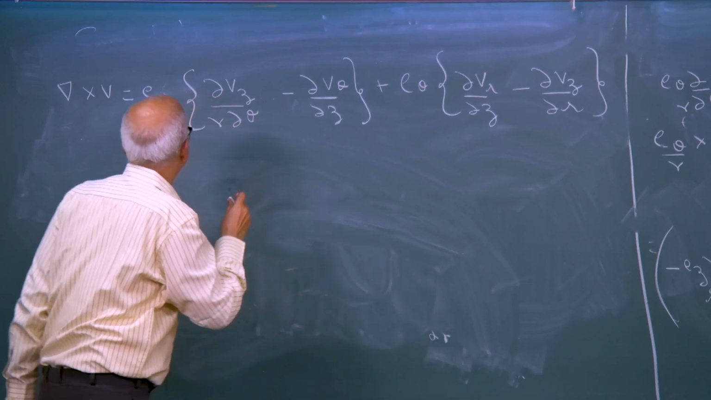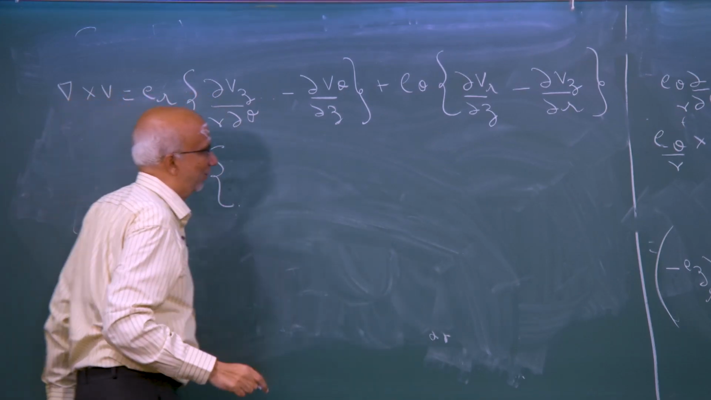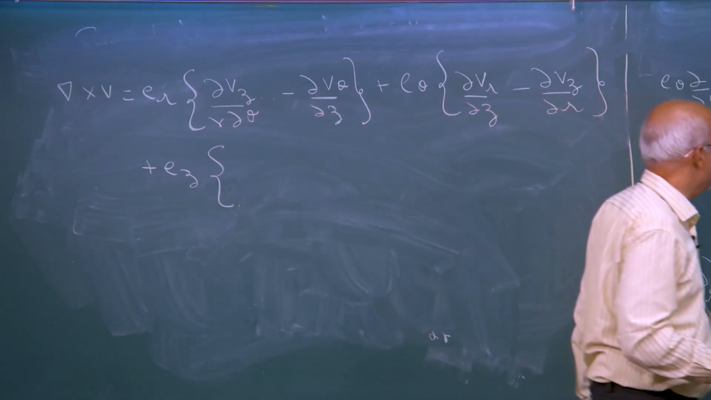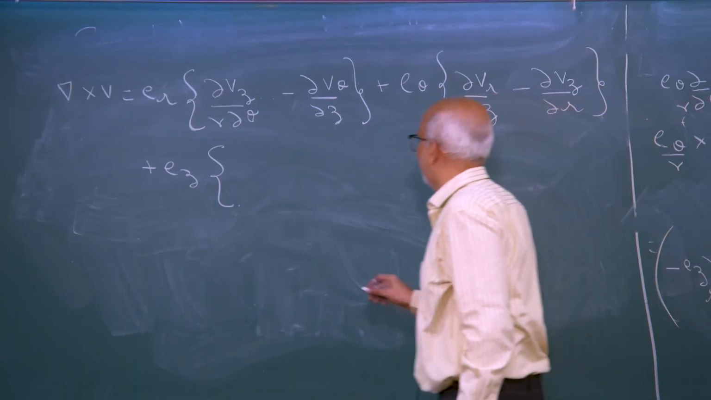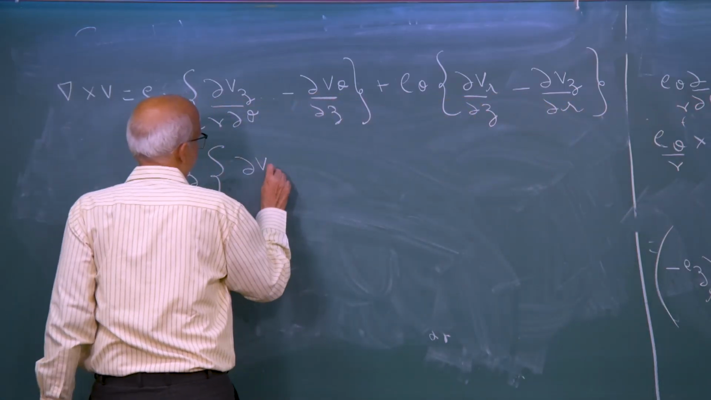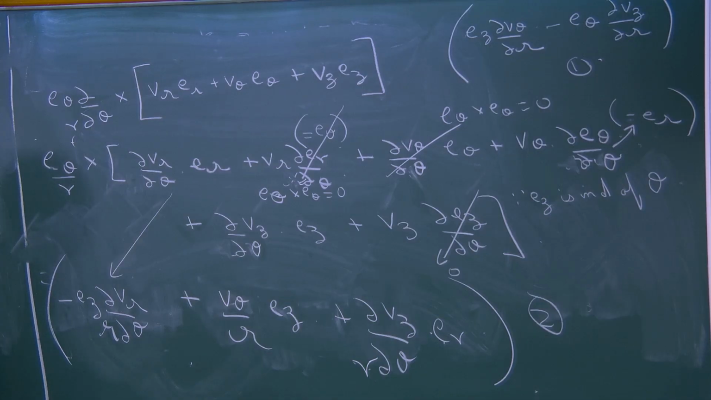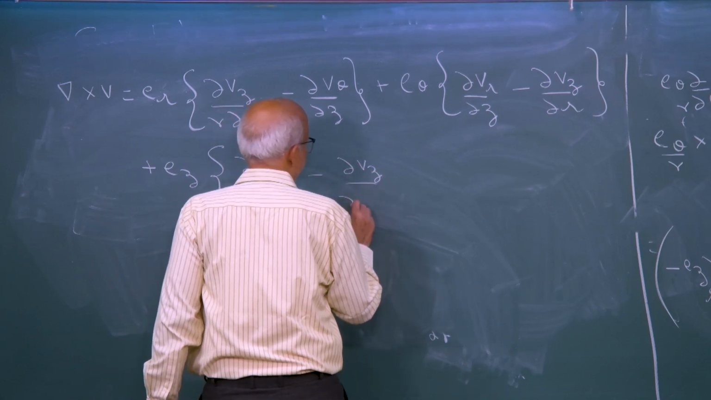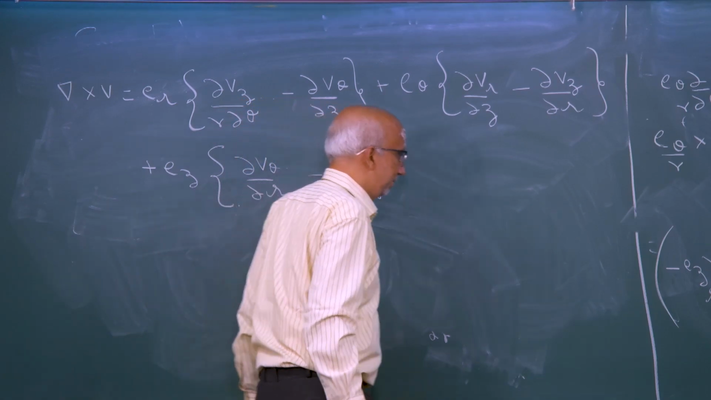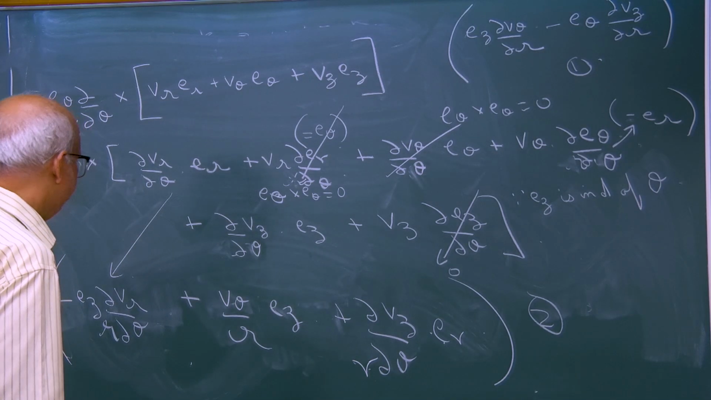Okay. Plus Ez. Ez is dV theta by dr minus dVz by r d theta plus V theta by r.